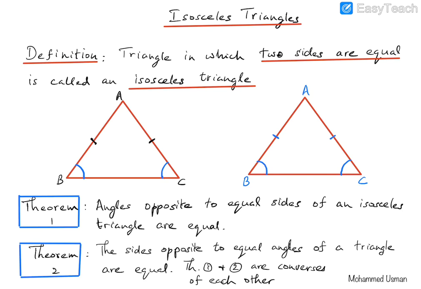Okay, let's do some proofs of these theorems. First of all, we will prove the first theorem, and then we will proceed to prove the second theorem. To prove these theorems, we are going to use the concepts that we have already studied for congruence, like SAS congruence, ASA congruence, and so on. Whatever topics we have studied in the previous classes, we will apply those ideas to prove theorem 1 and theorem 2.